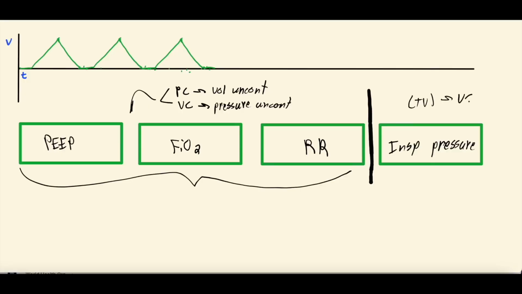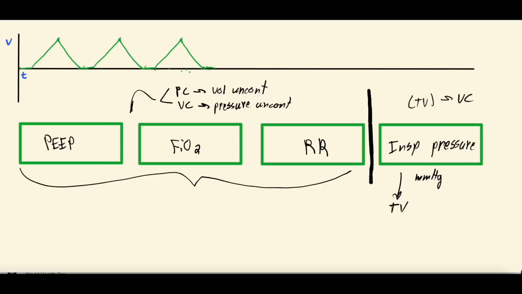So this is volume control. In pressure control, you're setting the inspiratory pressure. And what you're telling the ventilator is, listen, with every breath, I want you to give this pressure, this millimeters of mercury. And that pressure is going to create a tidal volume. The tidal volume is the cc's, or milliliters of air the patient gets with each breath.